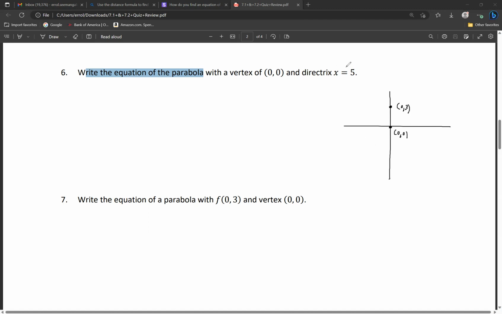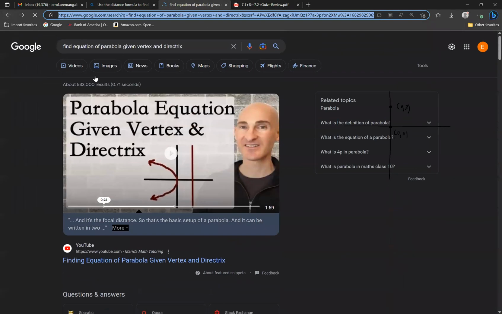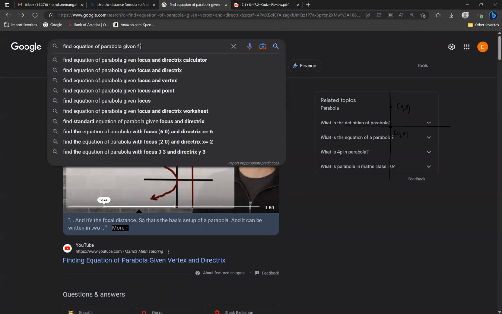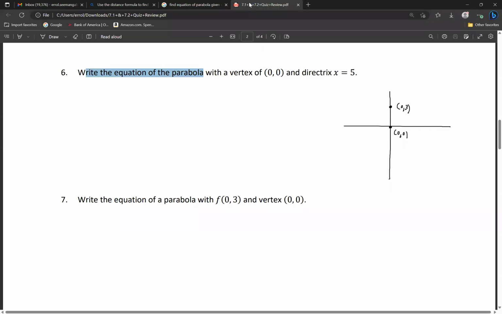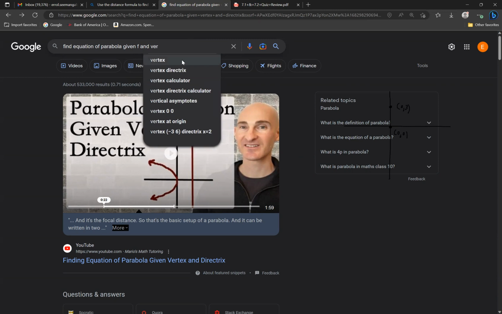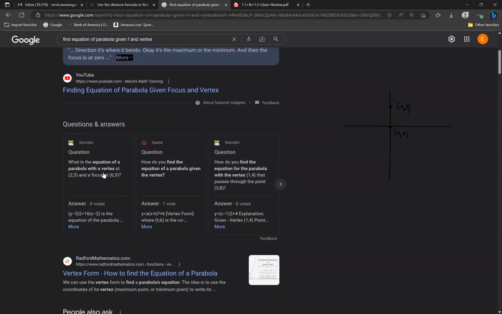Okay, so we're going to search how to find the equation of a parabola with focus and vertex. So let's try that. Let's go back here. How to find a parabola given focus and vertex. All right, let's take a look at an example like this. What is the equation of a parabola with vertex at that and focus that?